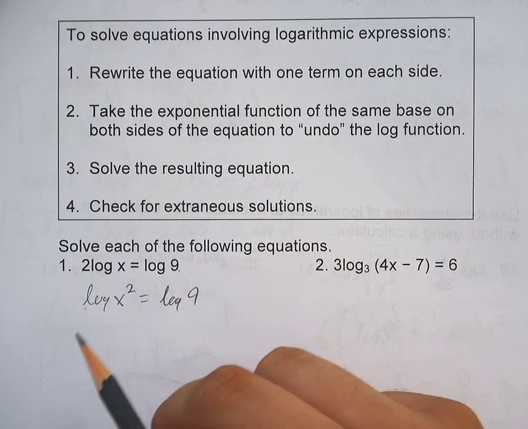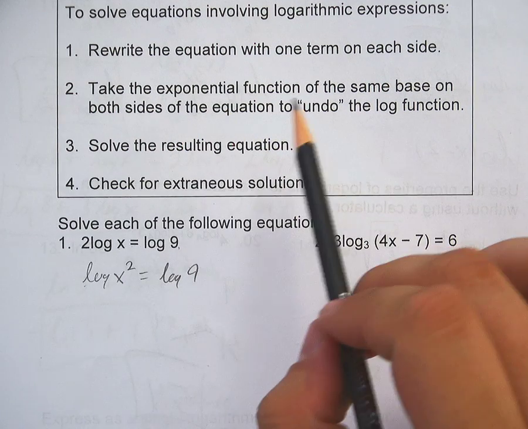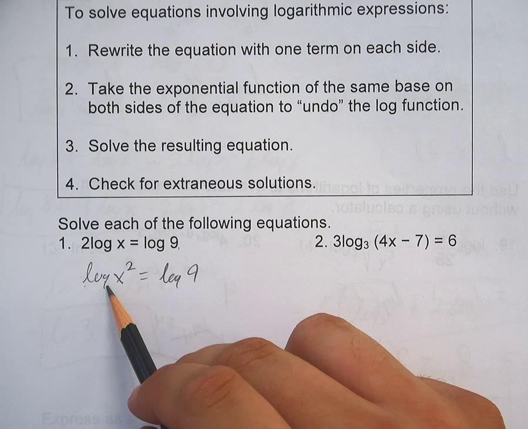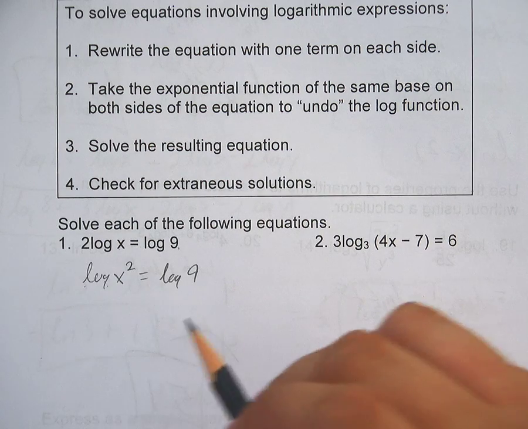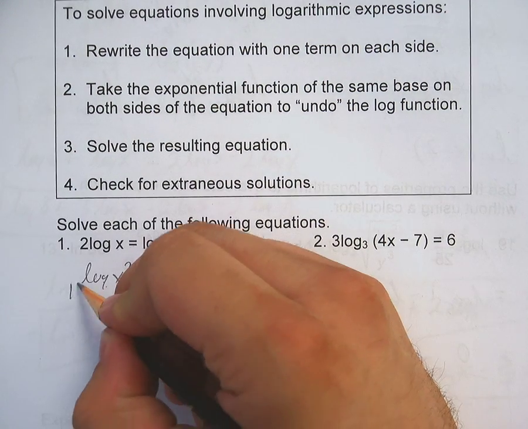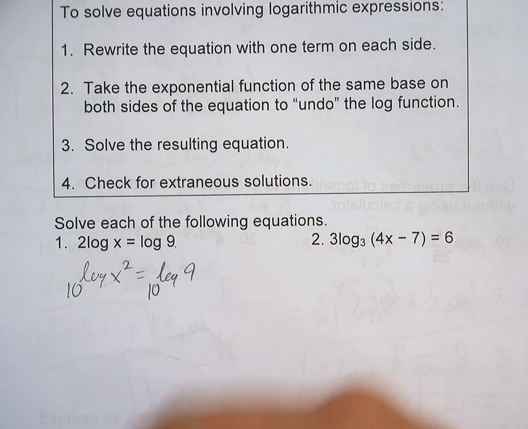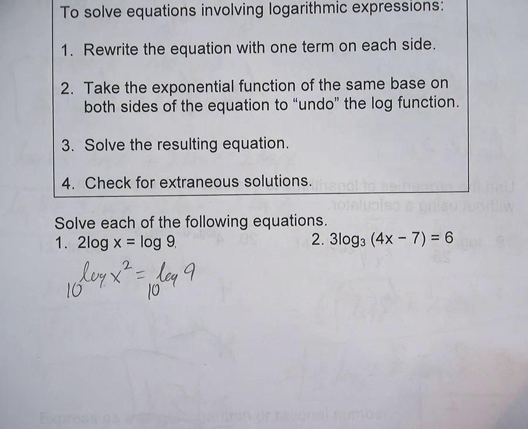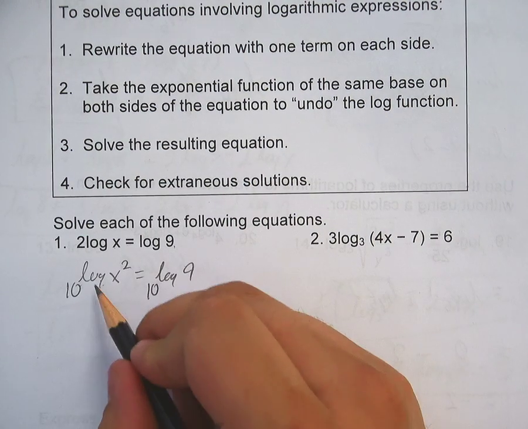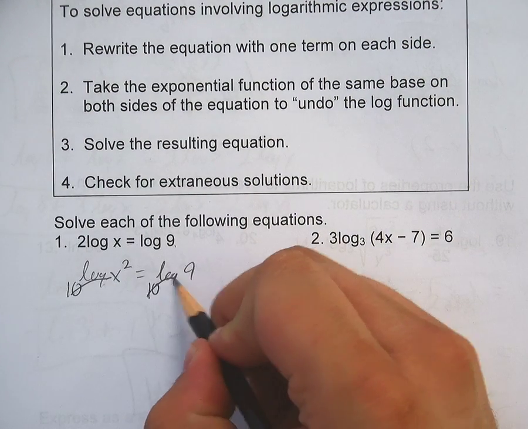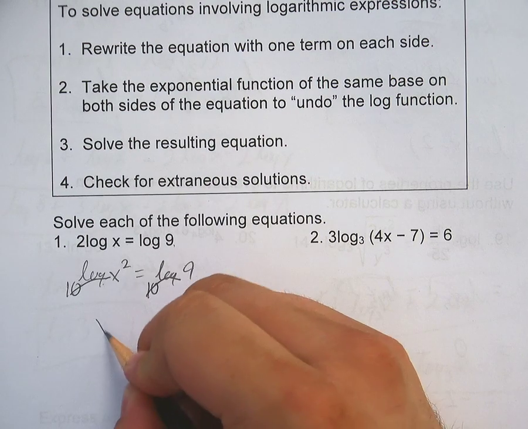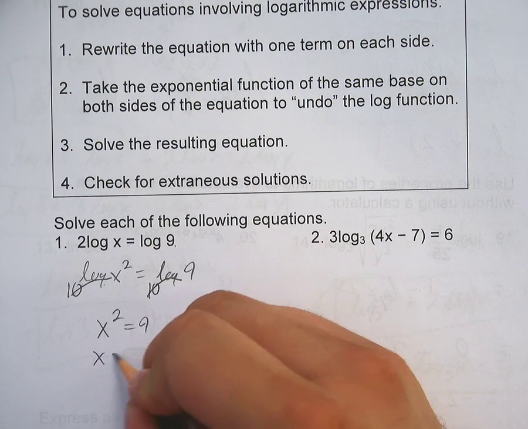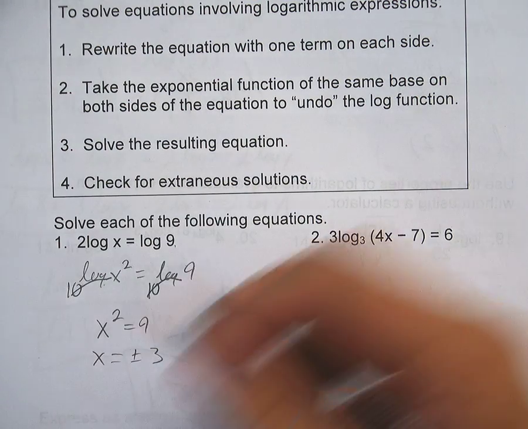Here's what step number 2 says. Take the exponential function of the same base on both sides. What's the base of this log? Well, there's nothing there, so it's 10. What it's saying to do is raise both sides to the power of, or using a base of 10, kind of like when you do both sides using a natural log. Okay, so raise it with a power of 10, and that forces these to cancel, leaving you with x squared equals 9. And then you can solve it with x being plus or minus 3 when you square root both sides.